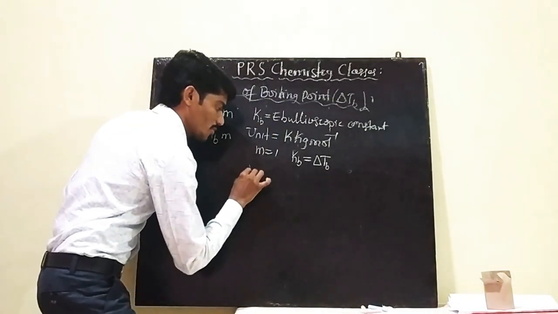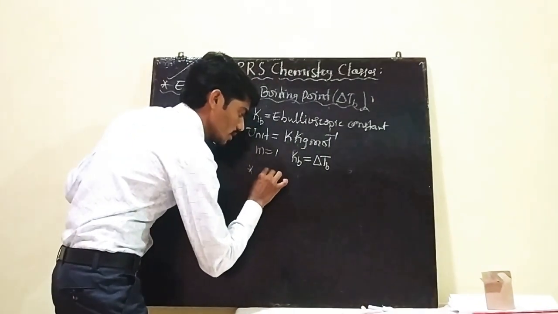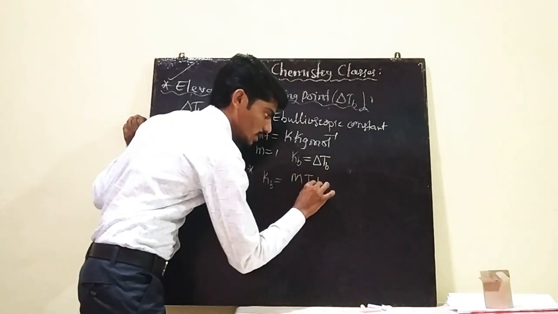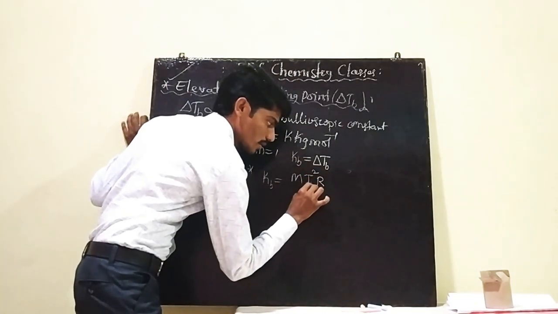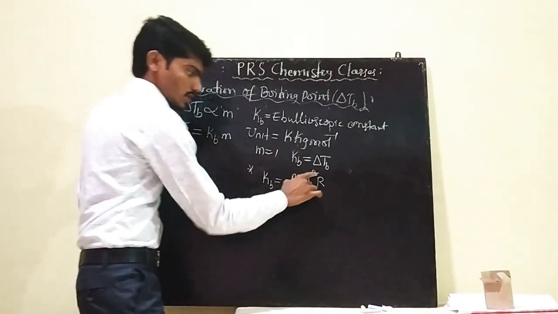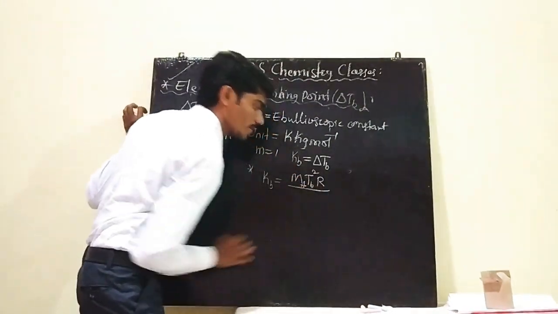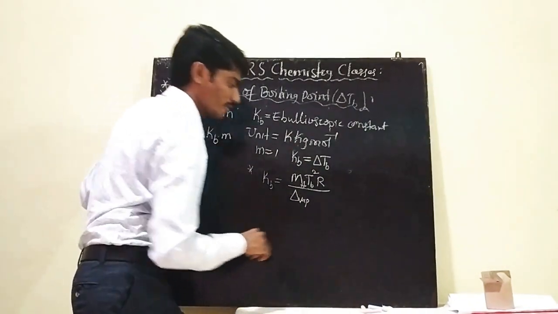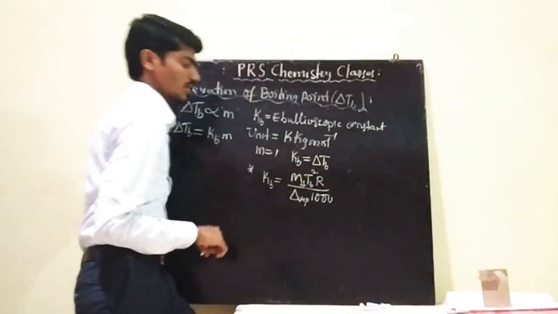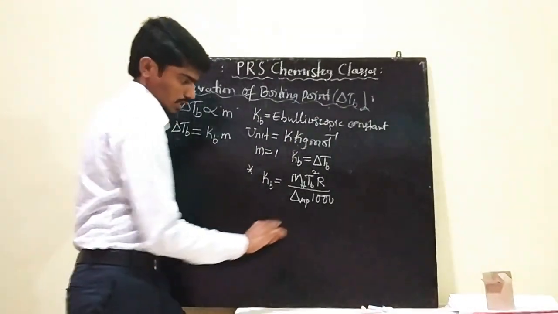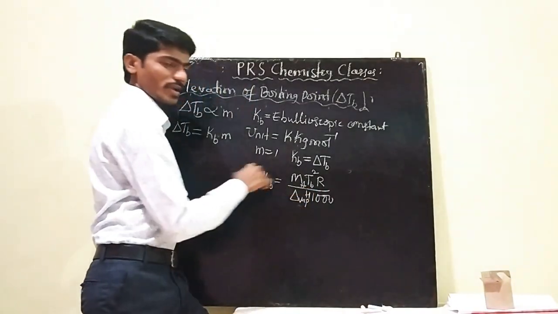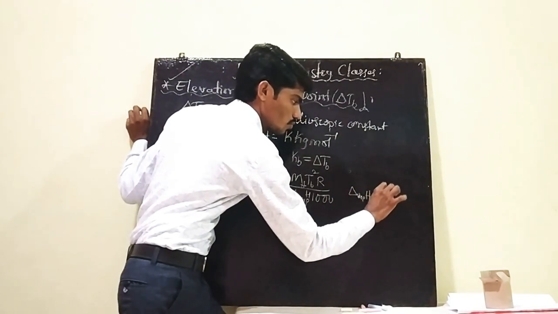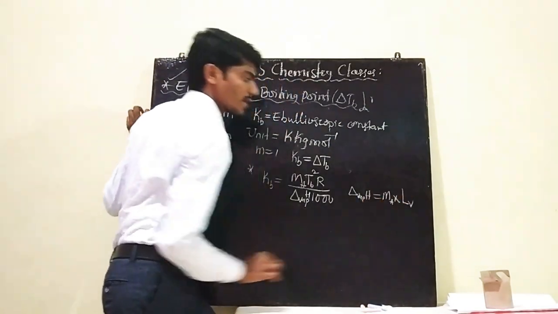For objectives, to find out Kb you have a formula. Kb can be calculated by the equation Kb is equal to M T square R divided by enthalpy of vaporization into 1000, where T is the boiling temperature of the solution, M is the molar mass of the solvent, and R is the gas constant. In place of delta H, the enthalpy of vaporization, we can also write molar mass of solute into latent heat of vaporization.